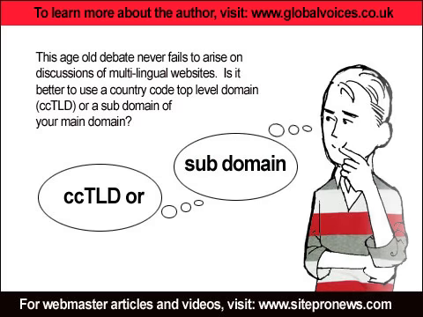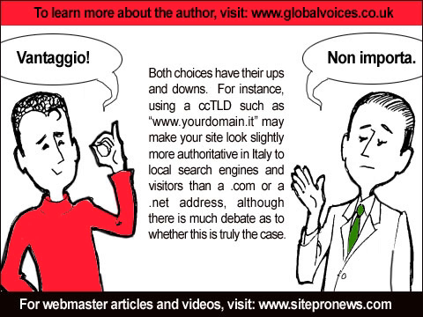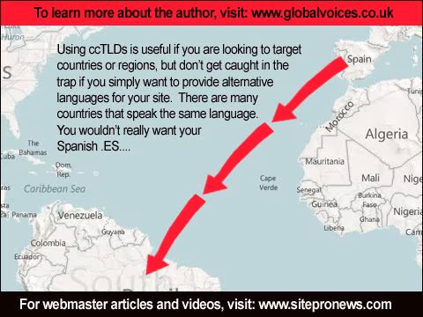TLD versus subdomain. This age-old debate never fails to arise on discussions of multilingual websites. Is it better to use a country code top-level domain or a subdomain of your main domain? Both choices have their ups and downs. For instance, using a ccTLD, such as www.yourdomain.it, may make your site look slightly more authoritative in Italy to local search engines and visitors than a .com or .net address, although there is much debate as to whether this is truly the case.